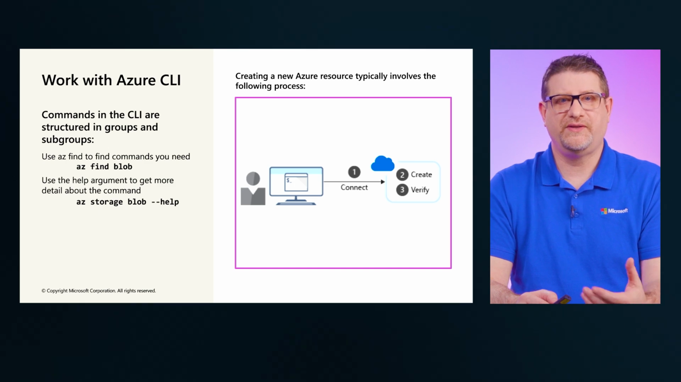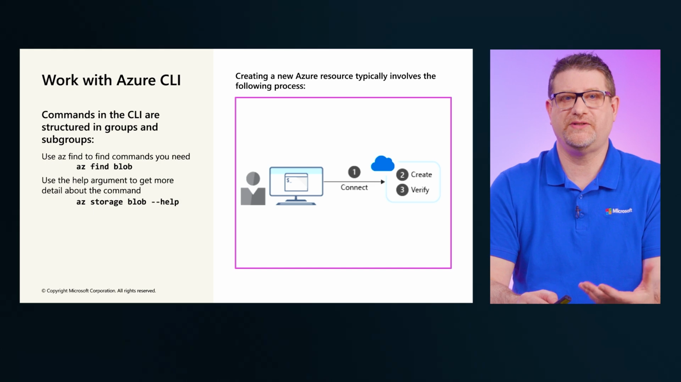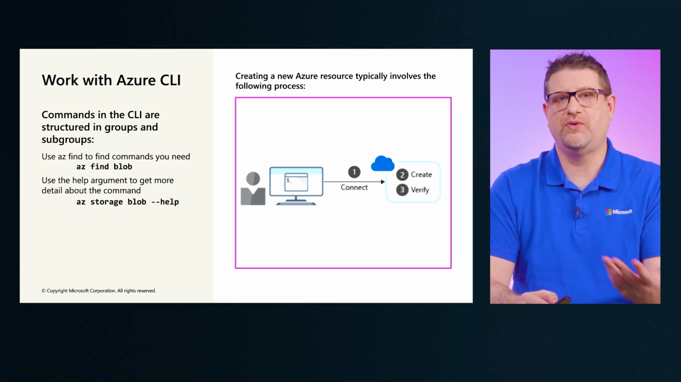Working with Azure CLI is all about streamlining how you manage resources in the cloud. The CLI organizes commands into groups and subgroups, which makes it easy to find exactly what we need. For example, if you're looking for commands related to blobs, you can use az find blob to quickly locate them.